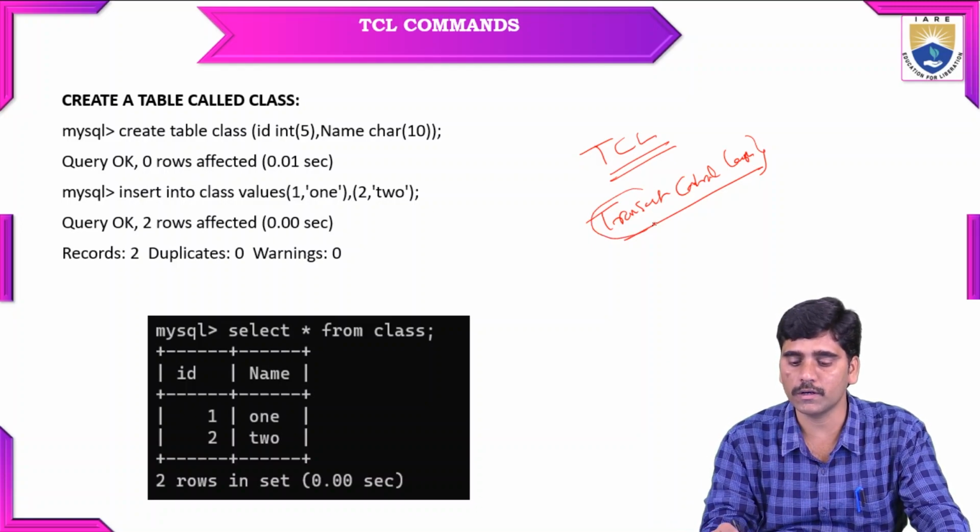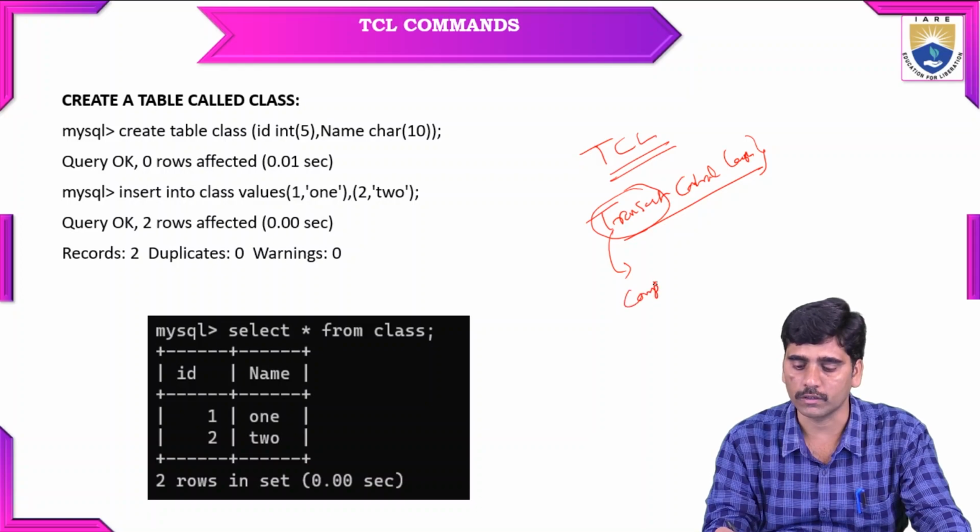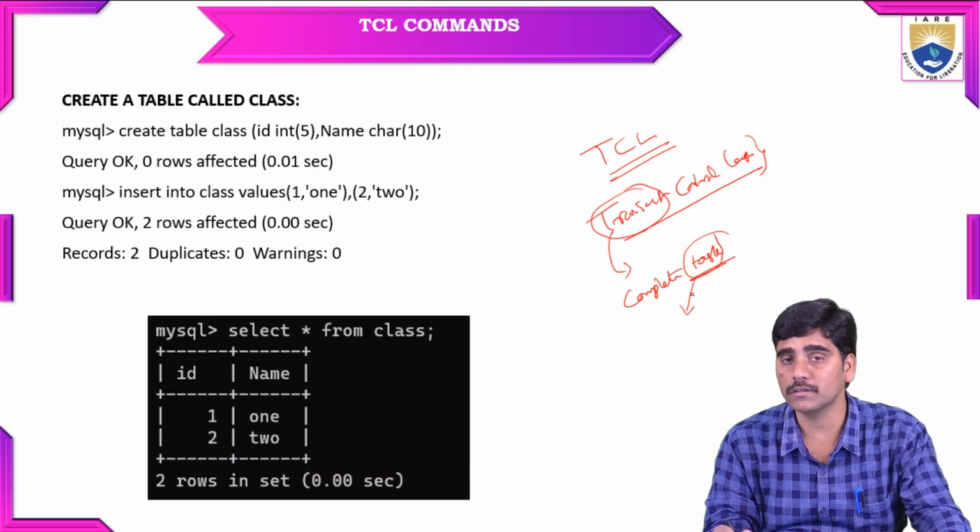So generally, what is meant by transaction? A transaction is nothing but a set of operations or a set of activities that are performed to complete the work. If you want to perform any task, you need to complete the task. To complete the task, you are going to perform different types of operations, a sequence of activities. To do all that, you need to use these TCL commands.